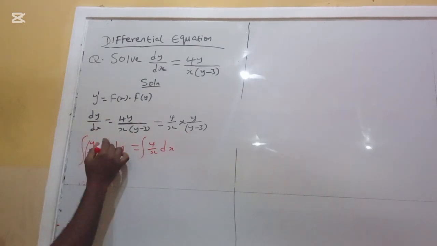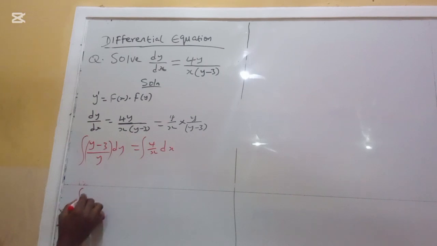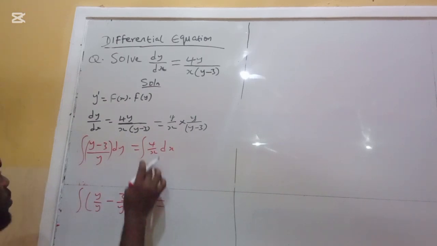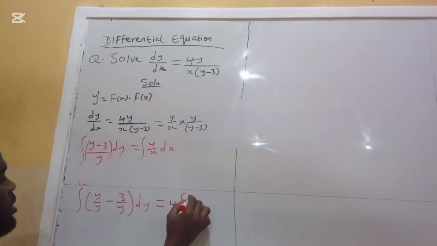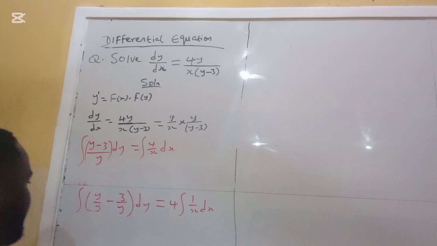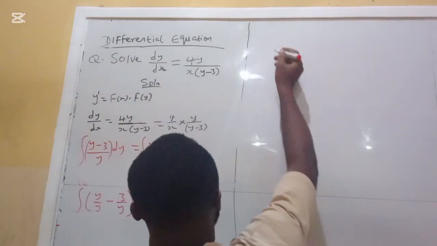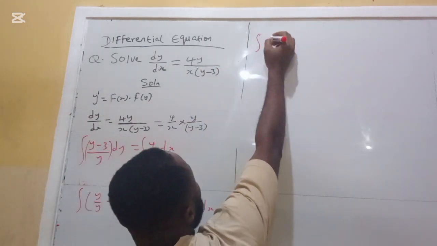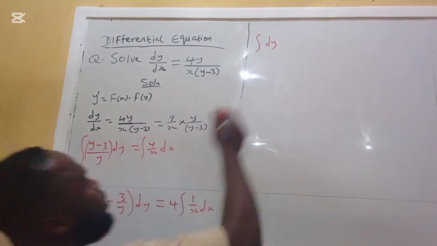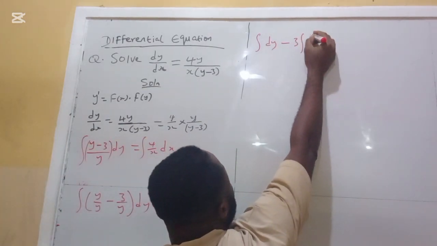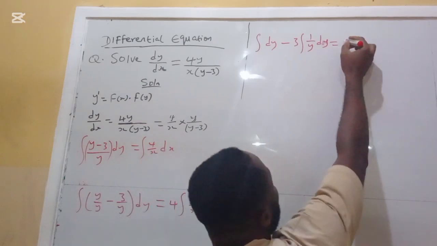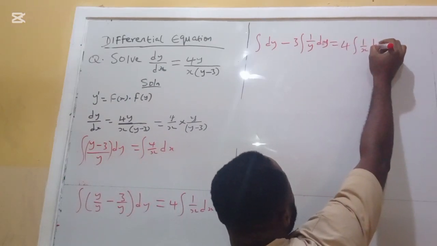So when we split this, we're going to have the integral of y over y, take away 3 over y, with respect to dy, which equals, well, we can bring this 4 outside, the integral of 1 over x, dx. Pushing this further, y divided by y is 1, so we have the integral of dy, then take away, we can bring 3 outside, the integral of 1 over y, dy, which equals 4 times the integral of 1 over x, dx.